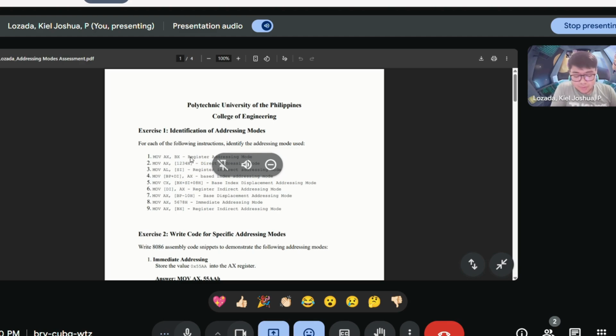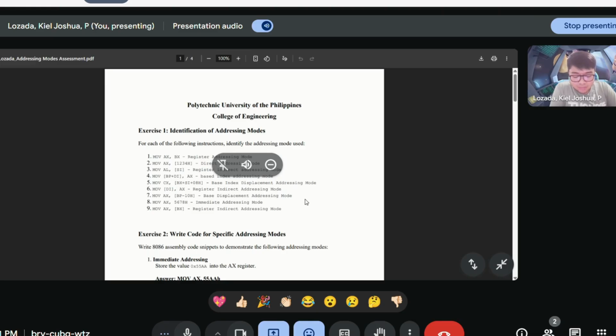Then for number 2, MOV AX, [1234H]. This is an example of direct addressing mode, where the instruction accesses a memory location using its direct 16-bit address. Then for number 3, MOV AL, [SI] is an example of register indirect addressing mode because the source index register is used, and instead of an address, the register is used.